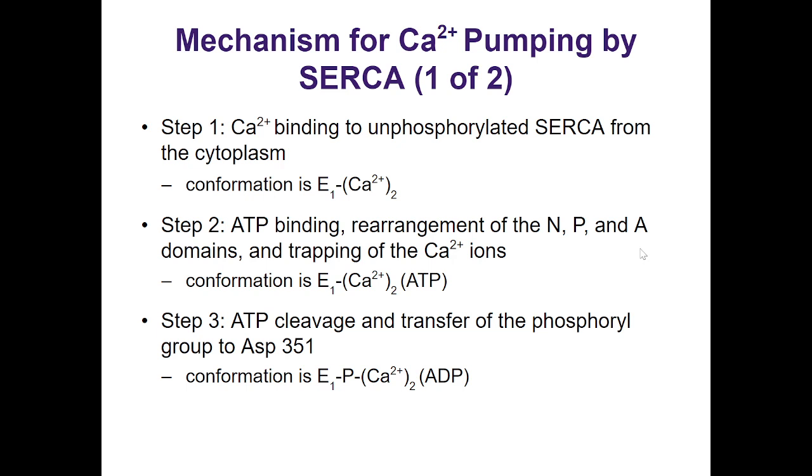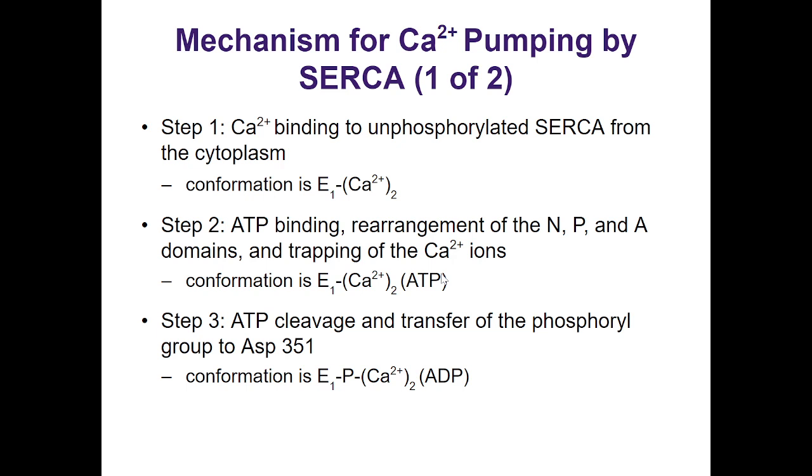Okay, so this is going to cause that rearrangement of the N, P and A domains. This will actually trap the calcium 2+ ions, and exactly. You'll notice the energy almost always comes after binding what you're going to work with. Okay? And it may be involved in resetting it, but it's never going to just attach for no reason. Again, this conformation at this point would be the E1, the enzyme again, the calcium 2+, again, 2 of them on there, and there's an ATP now.